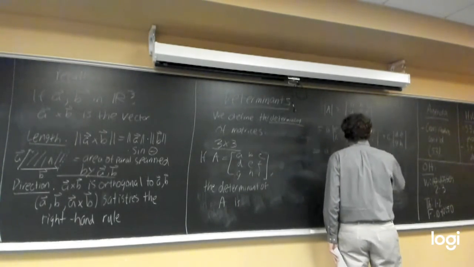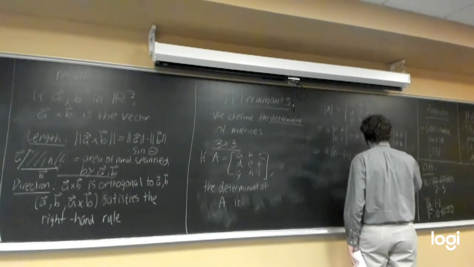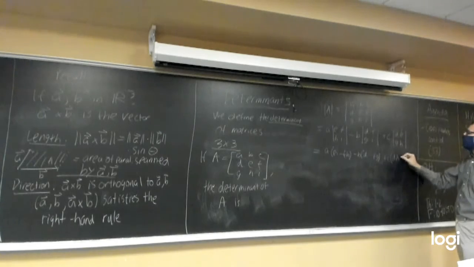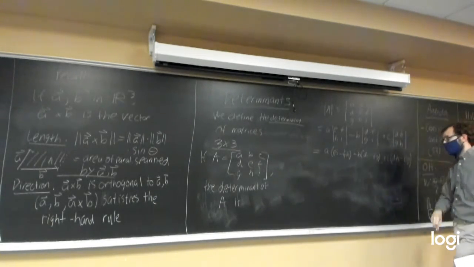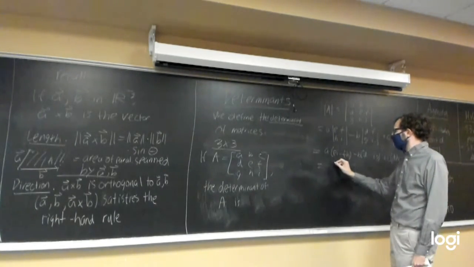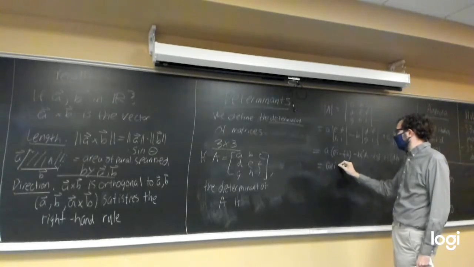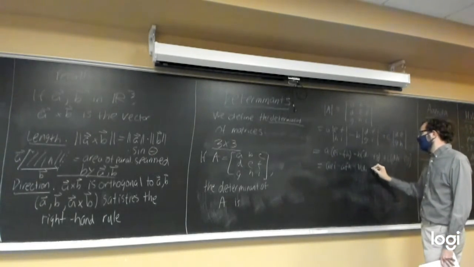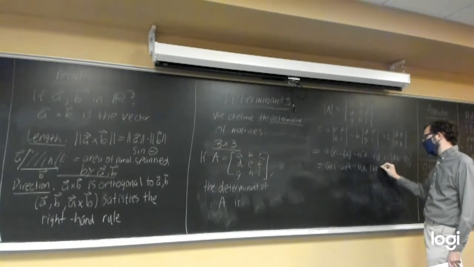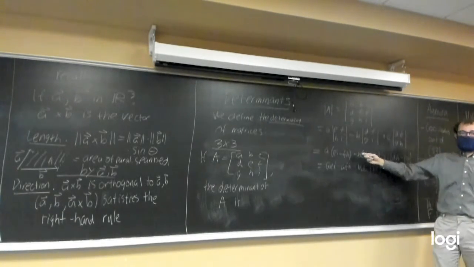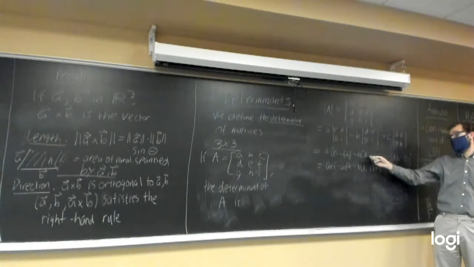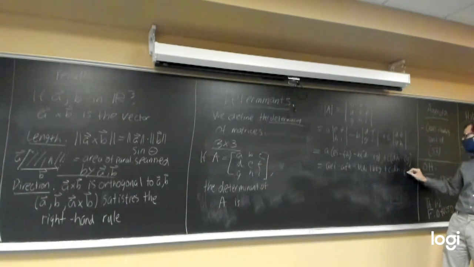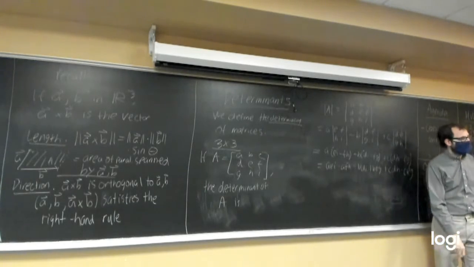minus B times DI minus FG plus C times DH minus EG, or if you multiply it all out, AEI minus AFH minus BDI plus BFG, because this minus distributes, so minus minus becomes a plus, plus CDH minus CEG.